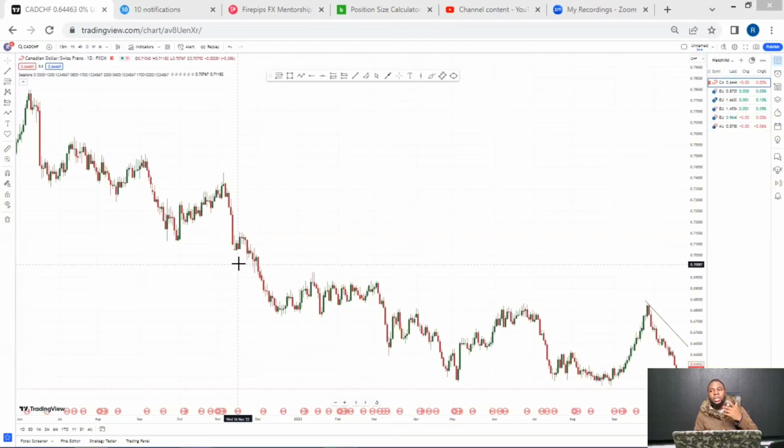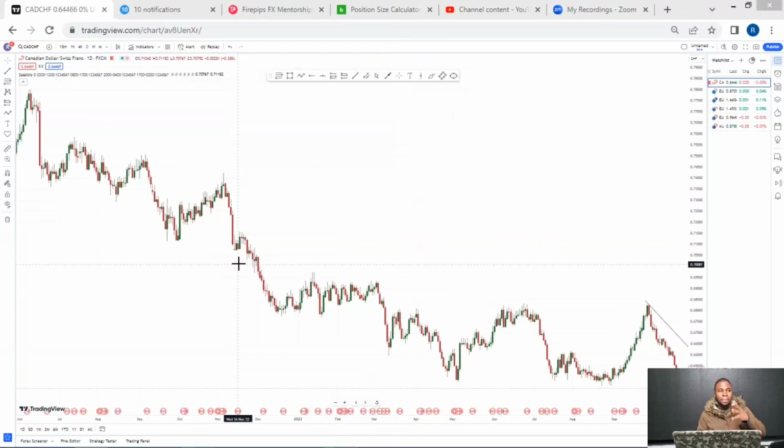Market structure is divided into two that are interwoven. I pray you guys catch that. These two things are interwoven. What I mean by interwoven is they are in each other. The first aspect of market structure is what I call the major structure, while the second aspect is what I call the microstructure.